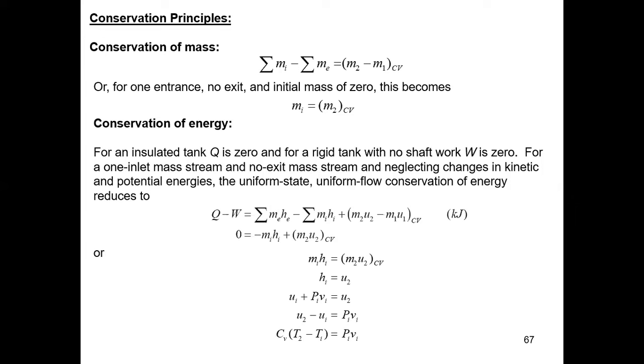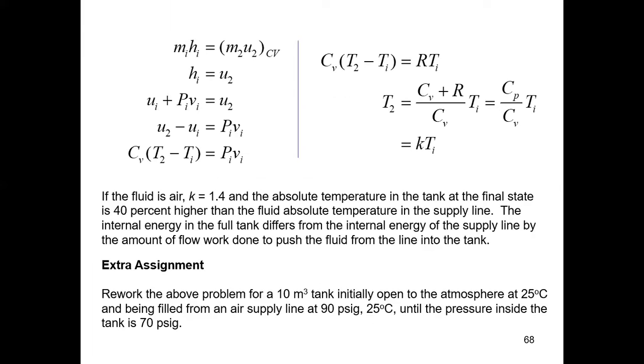So conservation of mass leads us to one entrance, no exit, and initial mass is 0. This becomes mass in is equal to M2 times control volume. Conservation of energy leads to a change in internal energy equal to the incoming flow work. Okay. And you plug it in. So change in internal energy is Cv at constant volume T2, specific heat at constant volume multiplied by change in temperature is equal to PiVi.